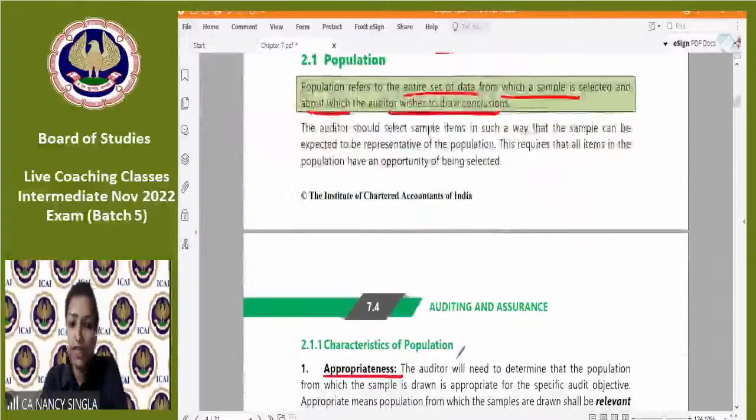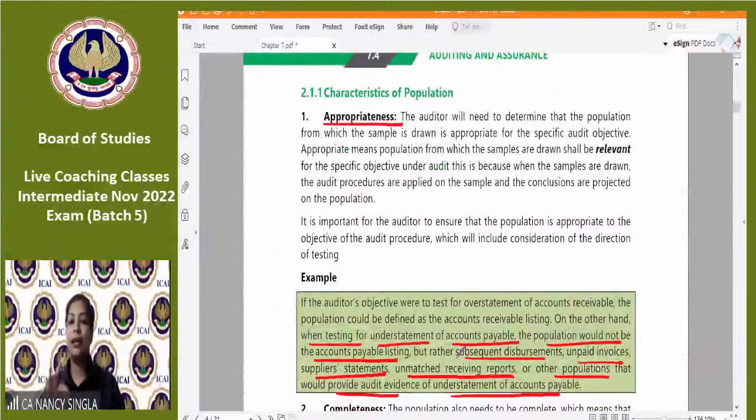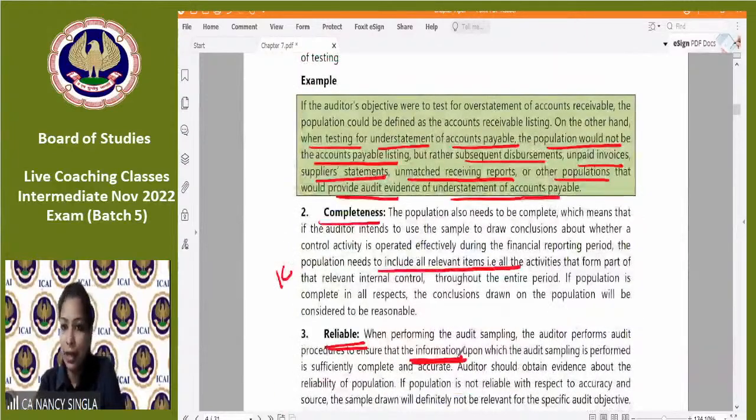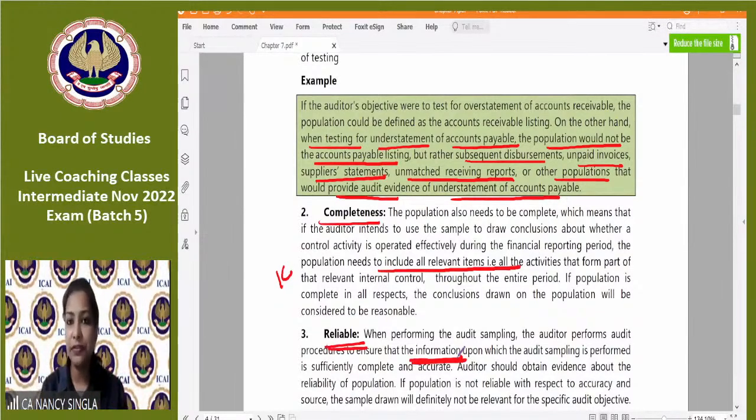Okay, population we have seen. There need to be 3 characteristics of the population, that is appropriateness, completeness, and reliability. If the 3 characteristics are present in the population, for example, I gave the example of trade receivables. So if the entire set of data that is available with respect to trade receivable is appropriate, relevant, complete, and reliable, then only the sample that is selected, on which audit procedures will be performed, will be correct, and then only the result will be appropriate.